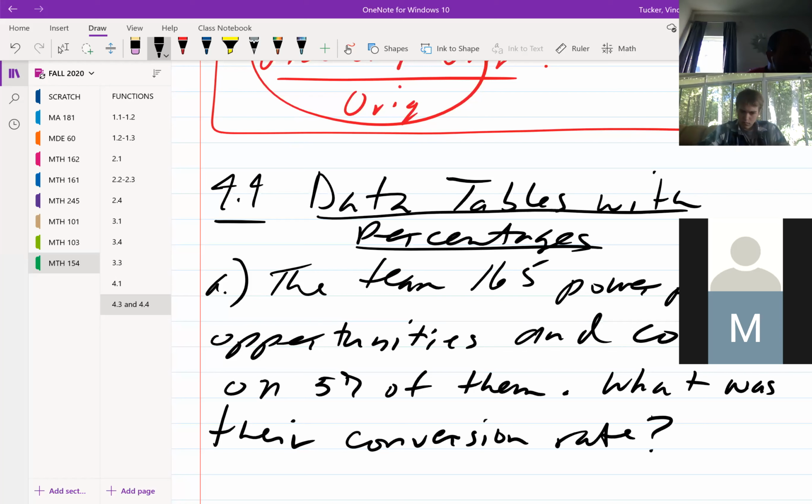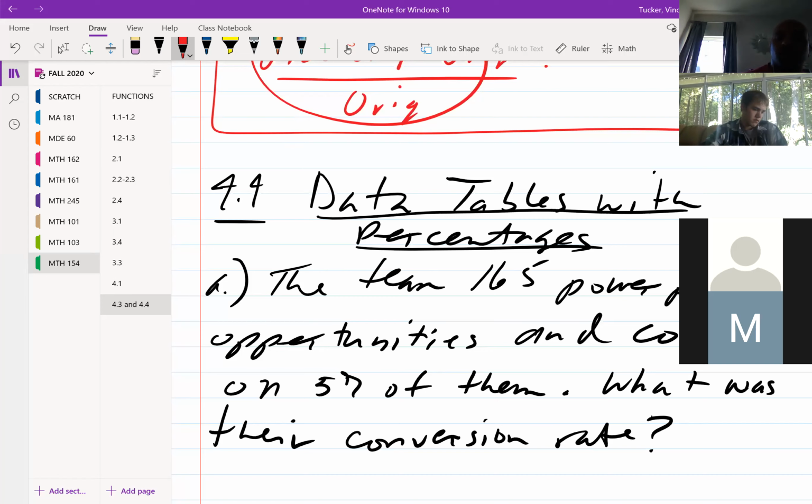All right, so going to the quarterfinals of a hockey tournament, a certain team led the league in power play conversions. A power play occurs when one team gets a penalty so that they lose a player. This results in a 5-on-4 situation. Converting on a power play means the team with the player advantage scores a goal in the 2 minutes that you have a penalty. So this one, a team had 165 power play opportunities. They converted on 57 of them. What was their conversion rate?